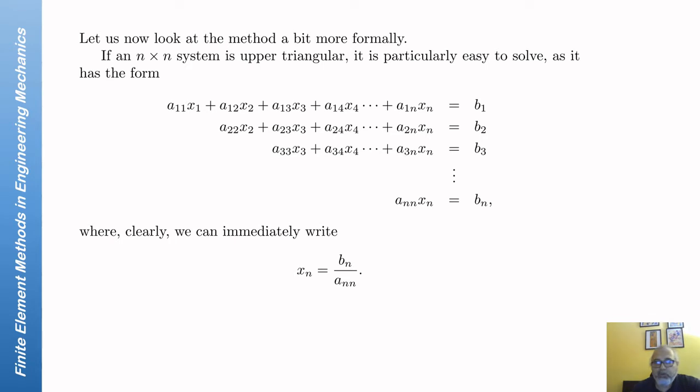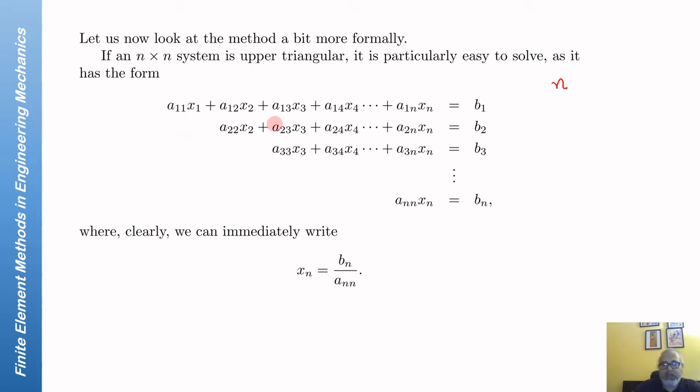Okay, so let us look at the Gauss elimination process a little more formally. Let us assume that we have a system which is already upper triangular. If it is already upper triangular, the system size is n, then you can write it in this way. The first row, the first equation is full, starts with a11, ends with a1n. The second equation starts with a22 because it's upper triangular, this is 0.